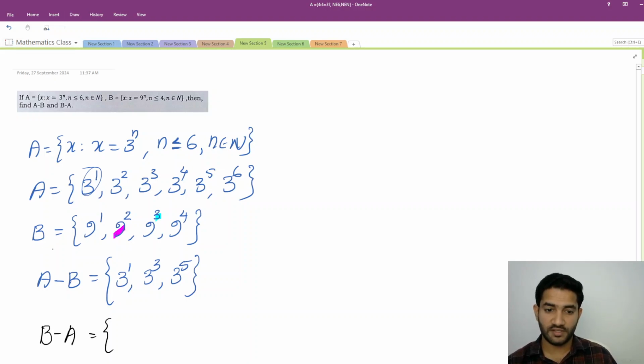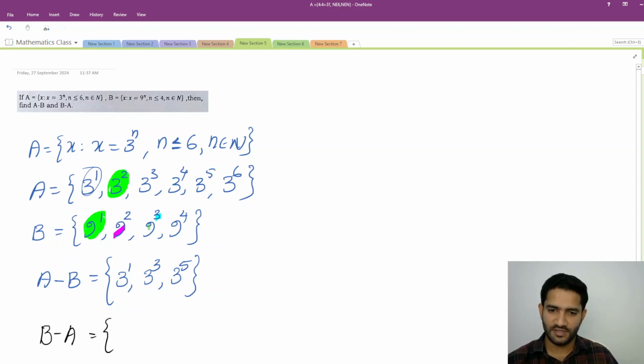Because we want to select the elements from B, 9 raised to 1 is not there. Am I right? Is it there in A? Yes, it is there. Look at here, this is 9 raised to 1. 3 square is 9. So it is not possible to write in B minus A.